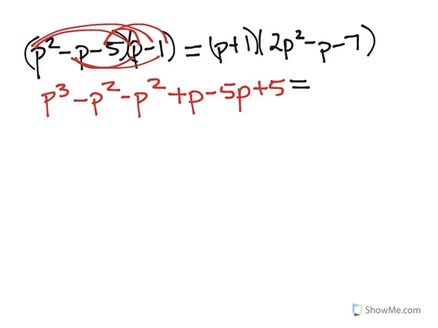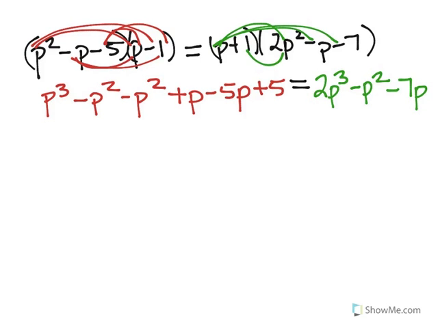This is going to be equal to, I'm going to put the next one in green, so p times 2p squared is going to be 2p cubed. P times negative p is negative p squared. P times negative 7 is negative 7p. We have 1 times 2p squared, so that's 2p squared. We get 1 times negative p, which is negative p, and 1 times negative 7, which is negative 7.